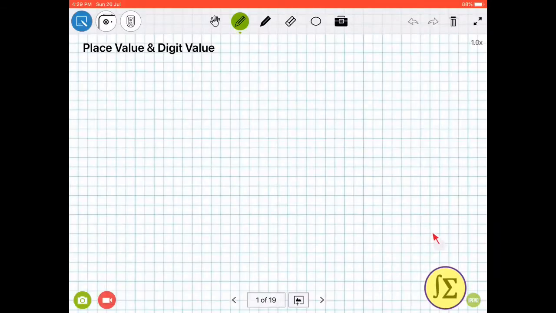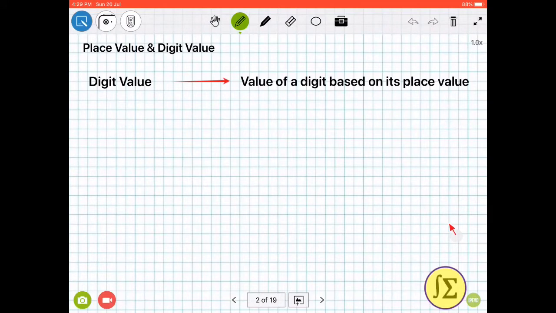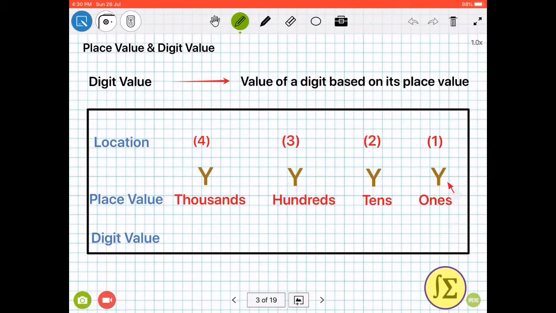Okay, we have an understanding of place value. Now let us look at digit value. So what are digit values? Digit value is the value of a digit within a number that is based on its place value. I've got a representation of a 4-digit number here, represented by y. We learned just now that for the first y, the place value is ones, followed by tens, hundreds, and thousands.